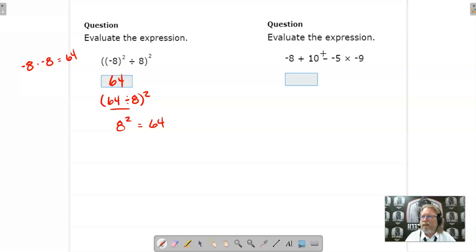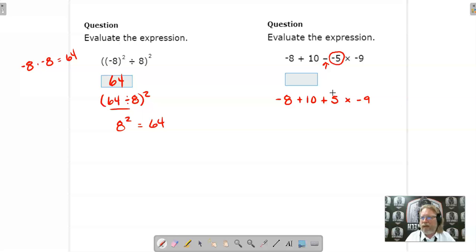On the next one, see where I got this minus a negative in there? I'm just going to rewrite this before I ever start. Negative 8 plus 10. Then I'm going to change the subtraction sign to addition, and I'm going to take the opposite of the value that follows that sign that I just changed. So negative 5, the opposite of that is positive 5, and then times negative 9. So I have addition and multiplication.